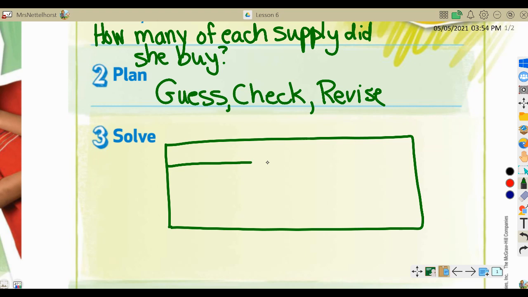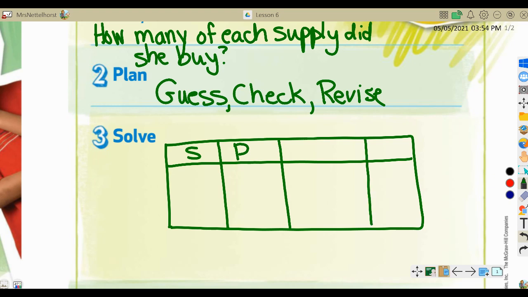Okay, we're going to make S for sticker and P for paper. And then we'll write our equation and then we'll have our total. Okay, so let's do 5 of each. So let's do 5 sticker sheets and 5 packs of paper.